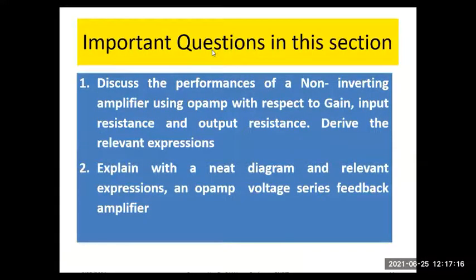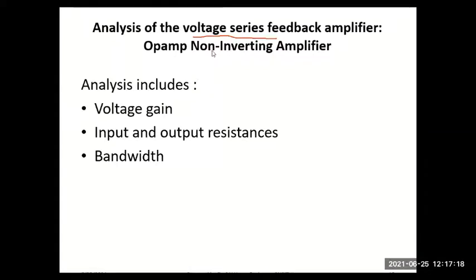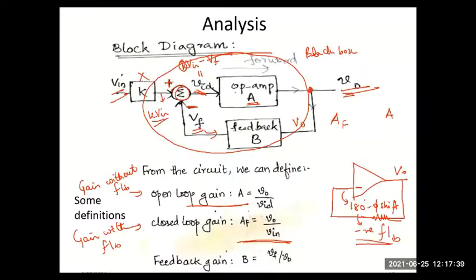The best example of a voltage series feedback amplifier is the op-amp non-inverting amplifier. As you can see, the op-amp non-inverting amplifier is the best example for a voltage series feedback amplifier. We'll be finding, as usual, the voltage gain, input and output resistances, and the bandwidth. We started off our analysis yesterday.